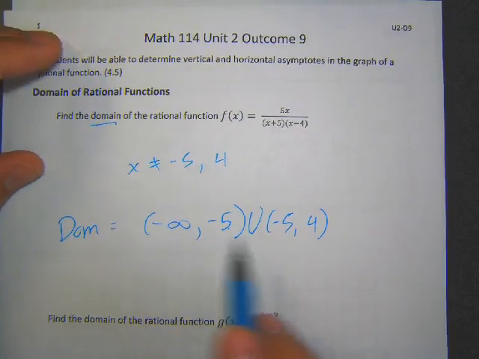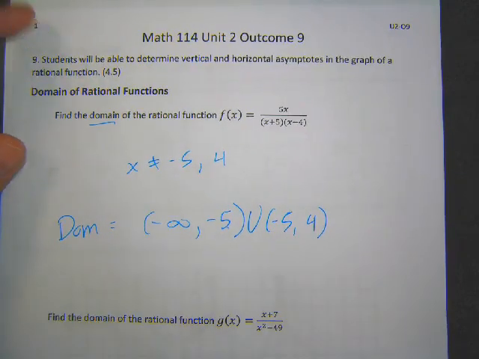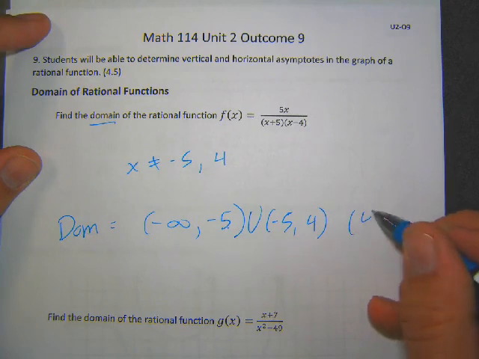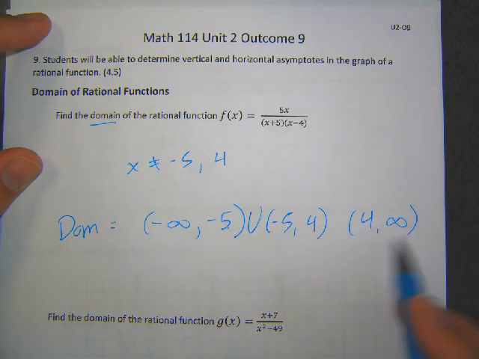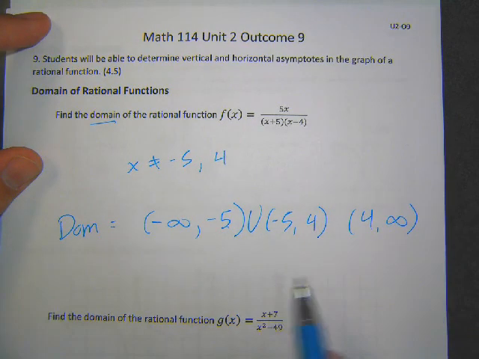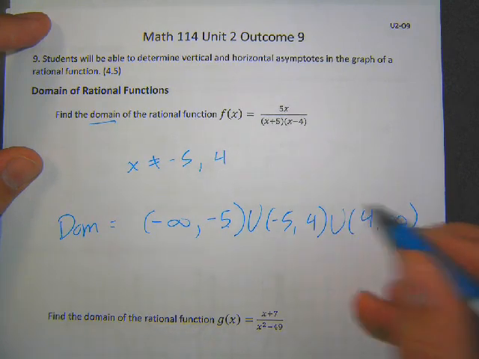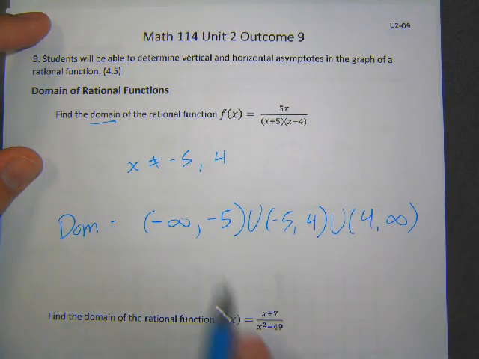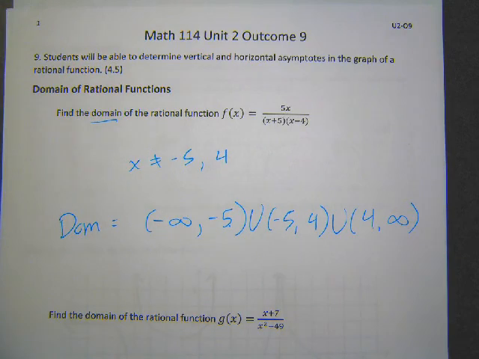So we have the stuff below negative 5, the stuff between negative 5 and 4. And then we want everything above 4, right? 4 to positive infinity. Because anything higher than 4 is okay. The only numbers that are not okay are negative 5 and 4. And again, union puts those together. So this would be the domain. These are the numbers that we are allowed to use.